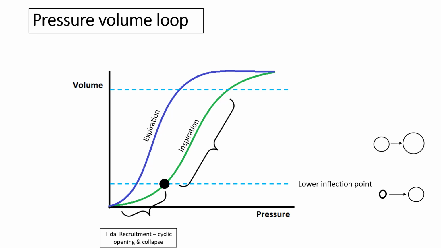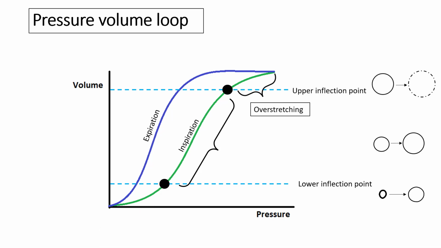The next part of the PV loop is where the volume increases proportionally with pressure, and once you reach an upper inflection point, you are going into an overstretching zone. So the ideal PEEP is the point where you keep your alveoli open and prevent the cyclic opening and collapse of the alveoli. So ideal PEEP is somewhere at the lower inflection point or slightly beyond it. The ideal tidal volume is the volume that you require to change your pressure from the lower inflection point to an upper inflection point. Going higher than the upper inflection point will result in overstretching as well.